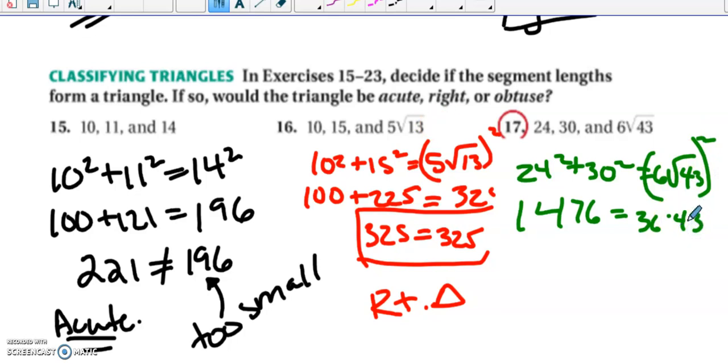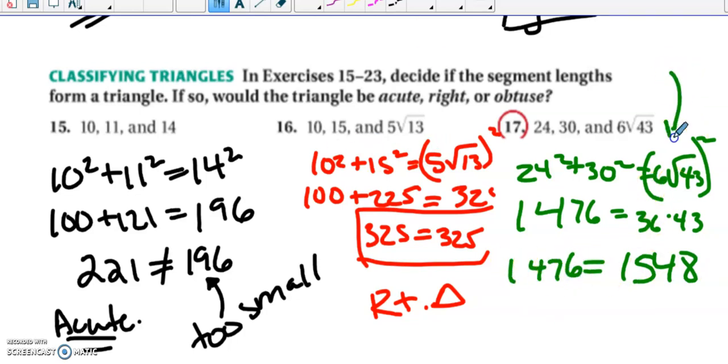36 times 43 gives us 1548, which equals 1476. Again, we're looking at that hypotenuse. That's our answer. So our hypotenuse here, our potential hypotenuse, is too big. If it's too big, that means we have an obtuse triangle.